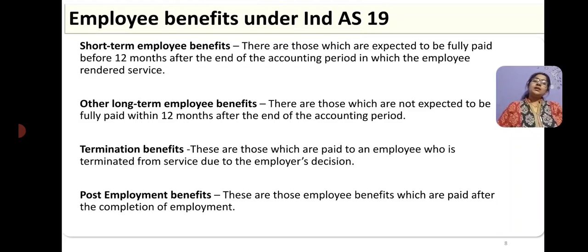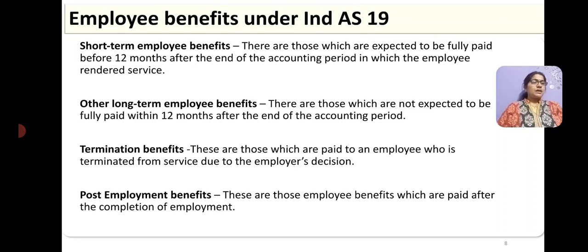Then we have other long-term employee benefits. These are the benefits which are not expected to be fully paid within 12 months after the end of the accounting period. Suppose it is long term, like you can pay after 1 year, then they are called long-term employee benefits. Then we have termination benefits.